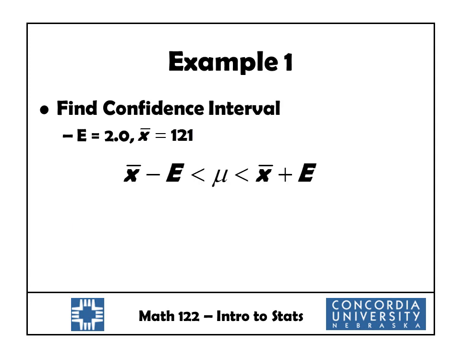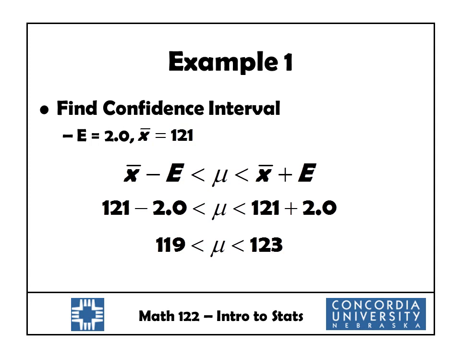Next we want to find our confidence interval. Again, we're going to use this inequality notation. So x bar minus e, x bar plus e. So 121 minus 2, and then 121 plus 2. So mu is between 119 and 123. Now we would interpret this in the same way as what we did in the previous section. We would say we are 90% confident that the true value of mu is somewhere between 119 and 123.